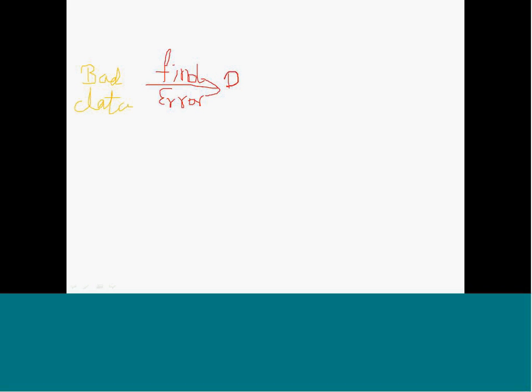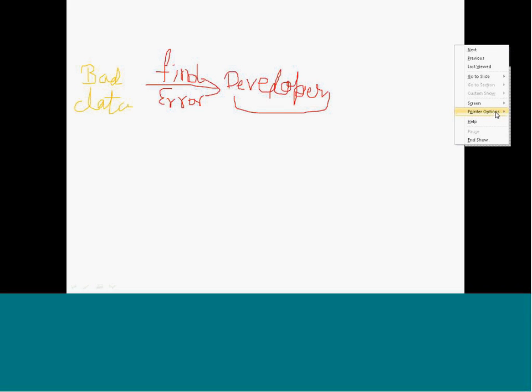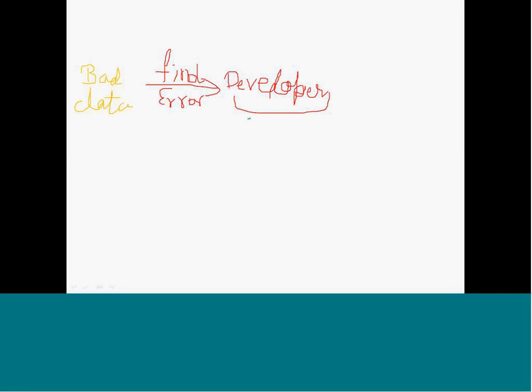the developer. The developer will be expected to fix this data. So we find the errors in the data and give it to the developer. Then he'll fix those errors and push it into the target. And then we go back to the target and start the cycle again: data, find errors, the developer will fix it and put it into the target.